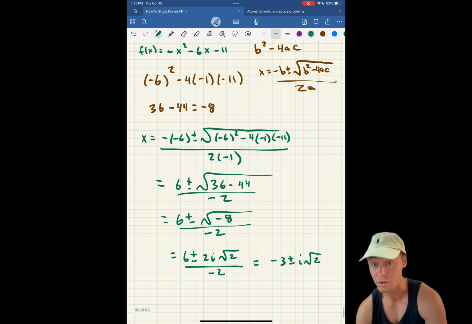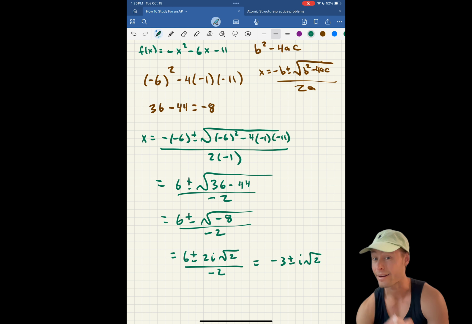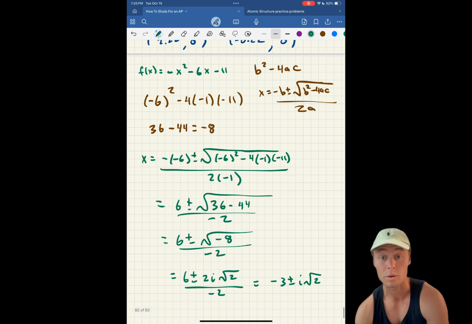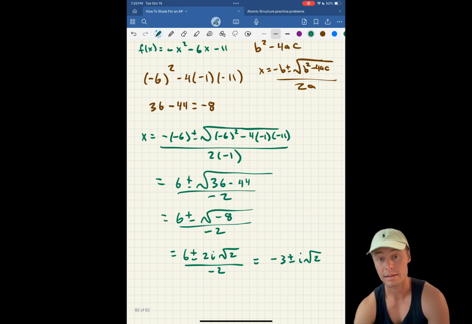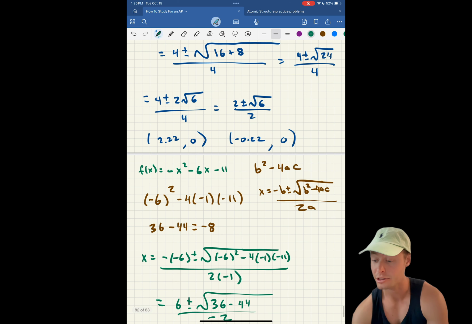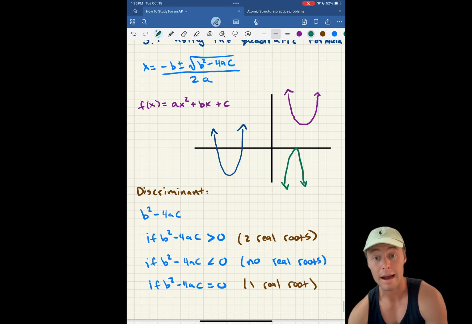So notice our solutions here are imaginary. They are not real. There are two imaginary roots because our discriminant was negative. It was less than 0. And that's what's going to happen when your discriminant is negative. You're going to get two roots, but they're imaginary, not real. And what does that actually look like? That looks like a parabola that never crosses the x-axis.